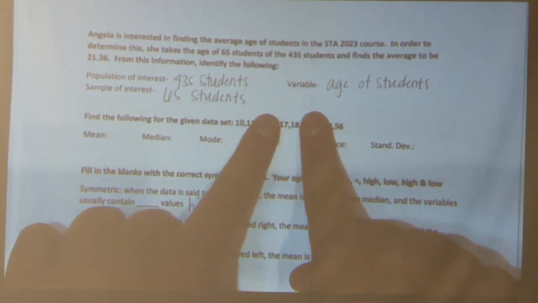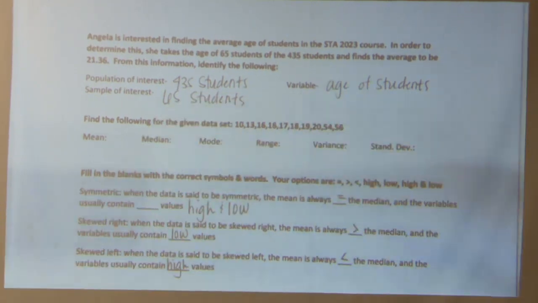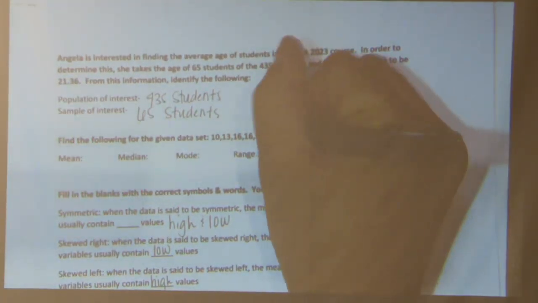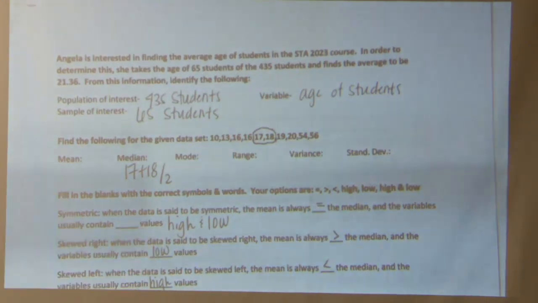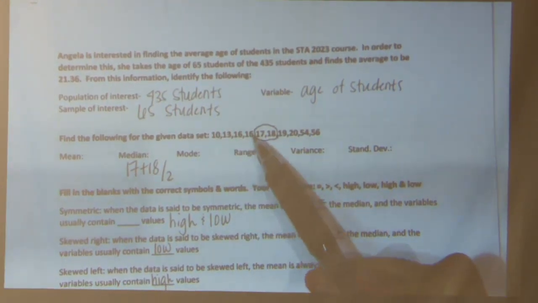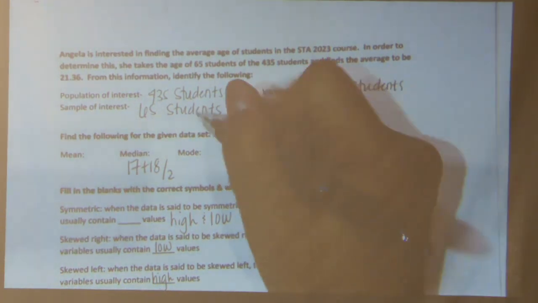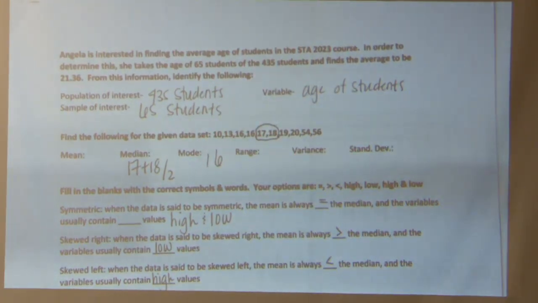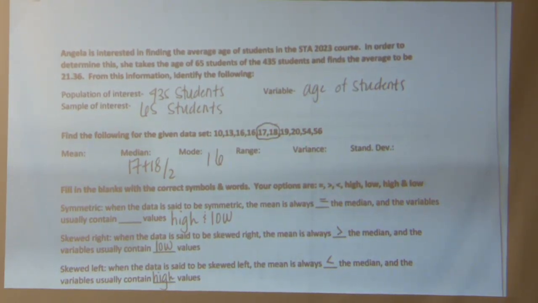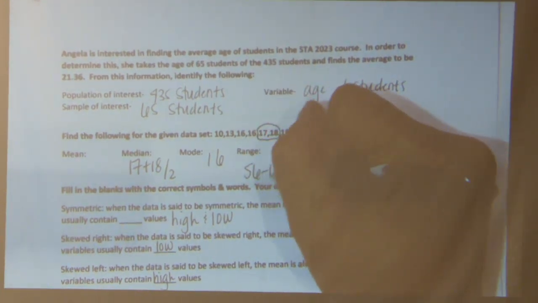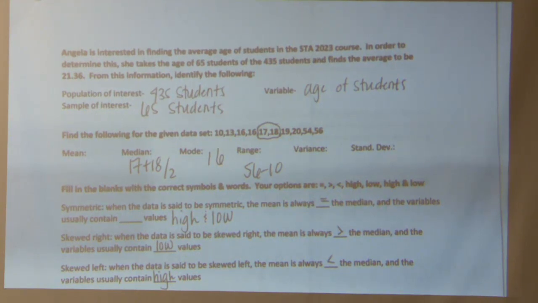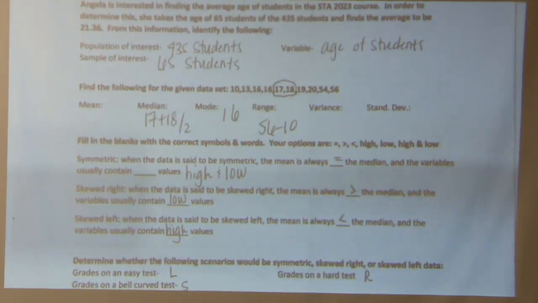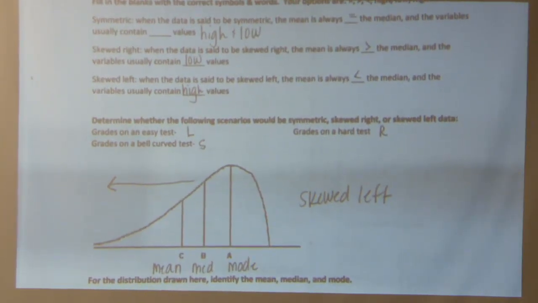And in this case, we have 2 numbers in the middle, so we would just take the 17 plus the 18 and divide it in half. The mode is going to be the one that happens the most, so that's going to be 16. The range is going to be the highest number minus the lowest, so 56 minus 10. The variance and standard deviation you guys can solve for in your calculator. And then that's kind of what we went over.